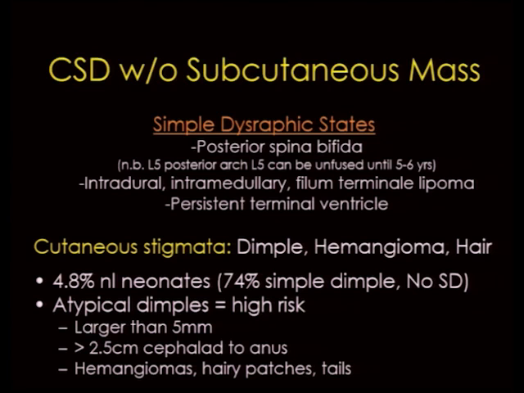So if they're too high, we'll start off. If they're too large, if the dimple's more than 5 millimeters in diameter, those patients warrant imaging. If they're high, so if it's more than 2.5 centimeters above the anus, those are patients that warrant imaging. The lower ones are going to be pilonidal sinuses that aren't associated with spinal dysraphism, or if they're complex, right? If you have a dimple that's associated with a hemangioma, if you have a dimple with a hairy patch.